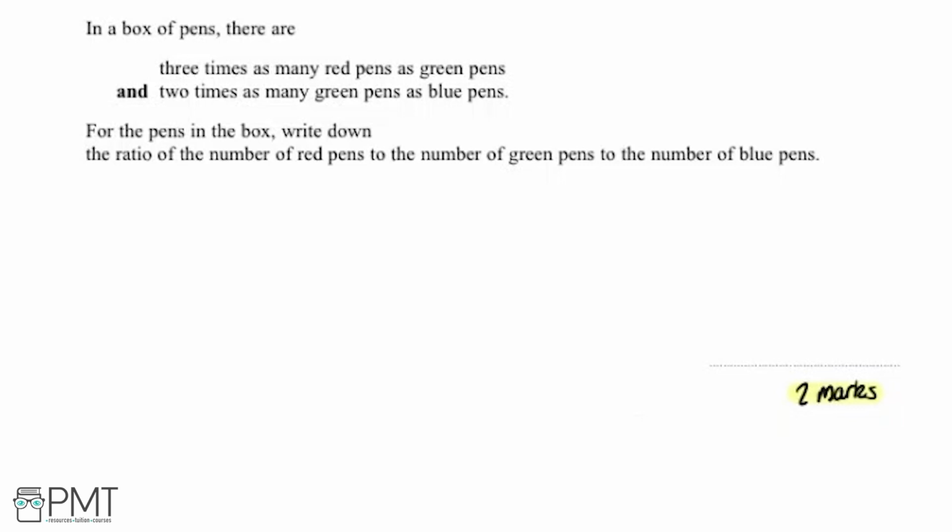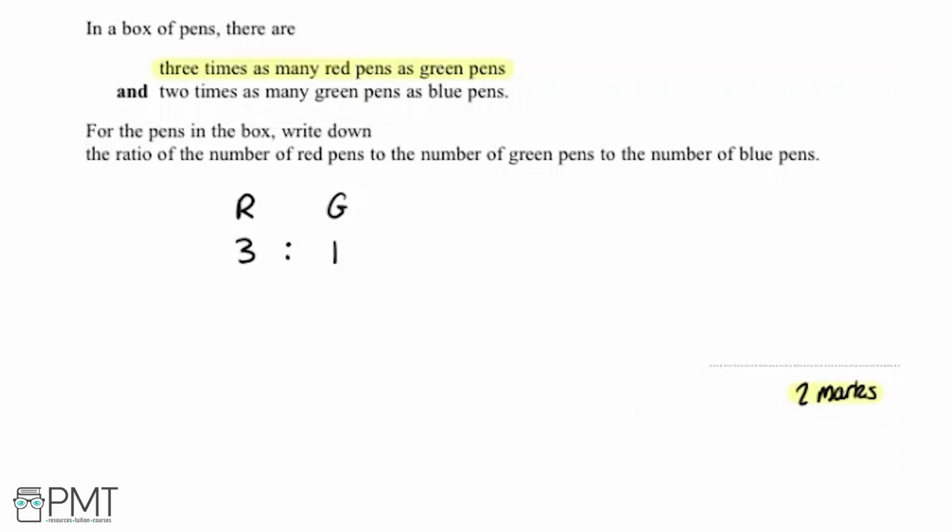So firstly, starting with this line. So this line looks at red pens and green pens. So you've got red and green. And there are 3 times as many red pens as green pens. So writing that as a ratio, it's going to be 3 to 1. Because for every 1 green pen, there'll be 3 red ones. Because there are 3 times as many red pens as green pens.